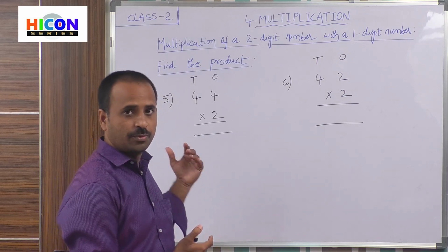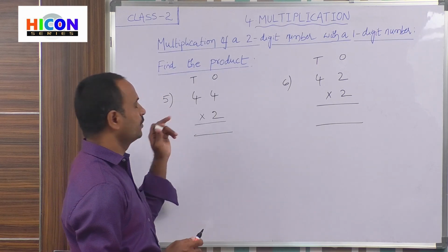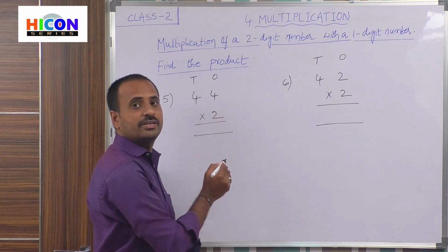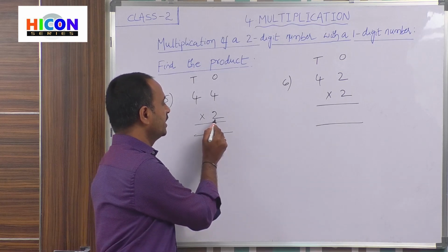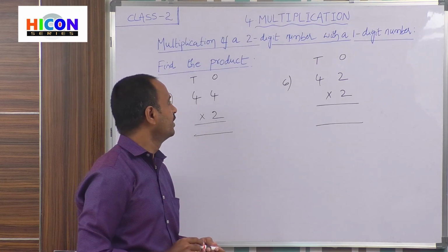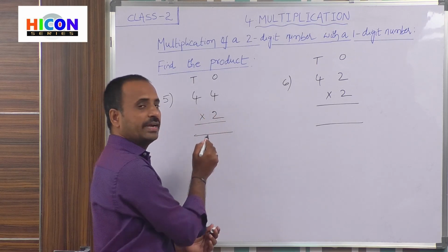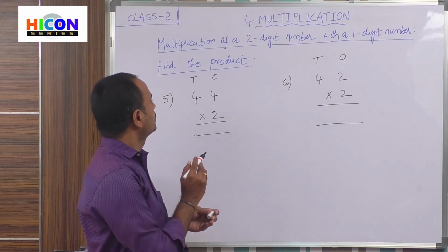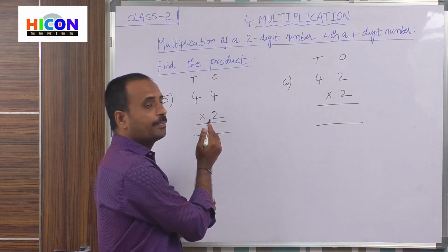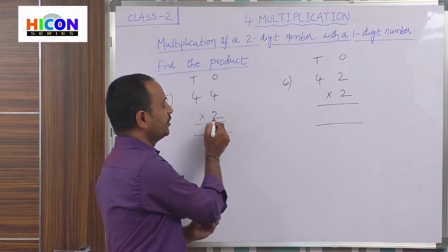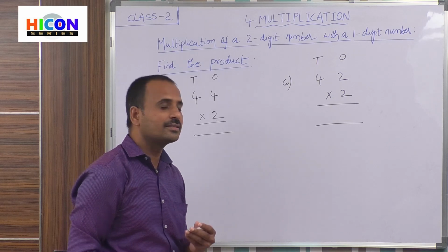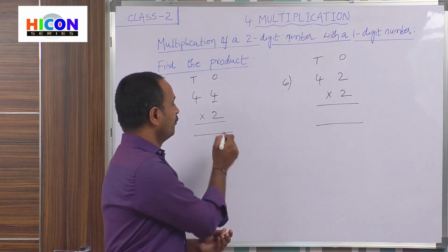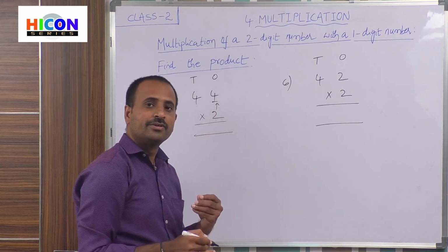So children, see the 5th problem here. Look at the board. The 5th problem is 44 into 2. Here 44 is a 2-digit number and 2 is a 1-digit number. Now we have to multiply 44 by 2. First start the multiplication from ones place and multiply the digit present in the ones place with 2. Which digit is present in ones place? Children, 4 is present in ones place. So first multiply 4 with 2.